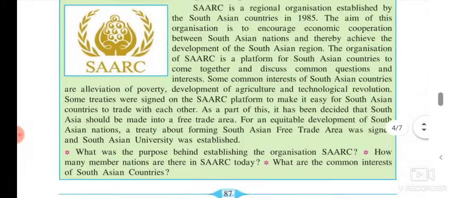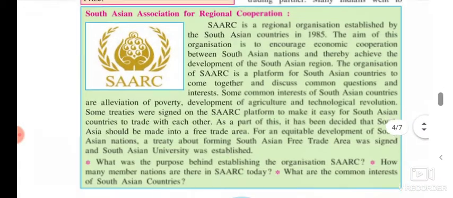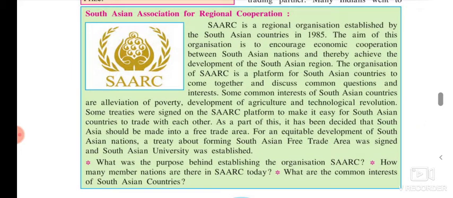We have another information box over here. South Asia Association for Regional Cooperation.